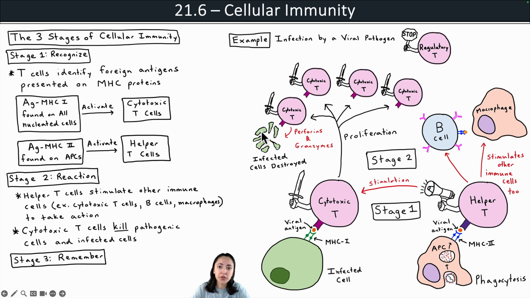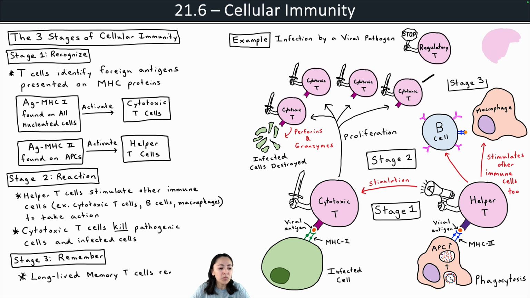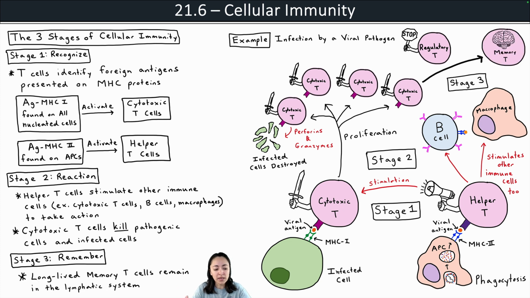Then after that infection has been cleared from the body, we will have what we call memory T cells, these long-lived memory T cells. They're going to remain in the lymphatic system and therefore stay in your body to help your body better respond to that specific virus if you're exposed to it again in the future.